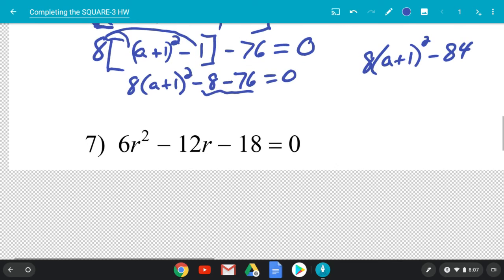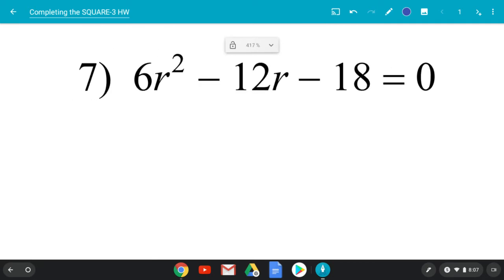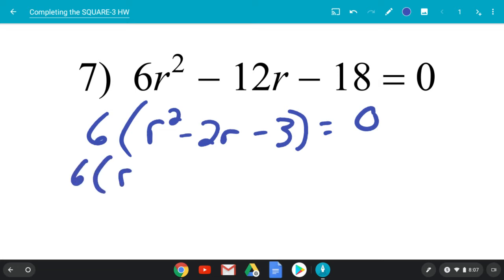All right. Number 7. Now I can pull out a 6, and I can pull out a 6 on everything here. So I'll do that. 6 left with r squared minus 2r minus 3 equals 0. So far, so good? All right. Well, I need a perfect square trinomial in here. So 6 times r squared minus 2r, space, minus 3 equals 0.